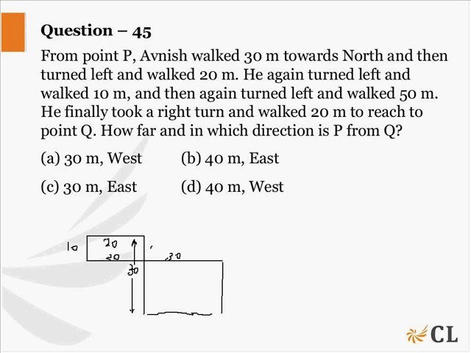So how far, in the individual direction, is P from Q? So this was P and this was Q. So distance is 30 and the direction is west. So answer is A only. Done? Easy question.